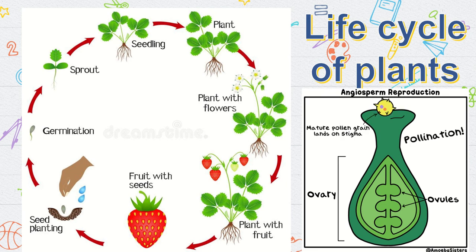What is pollination? In pollination, flowers are pollinated when pollen from the stamen moves onto the pistil, and seeds and fruit are produced.